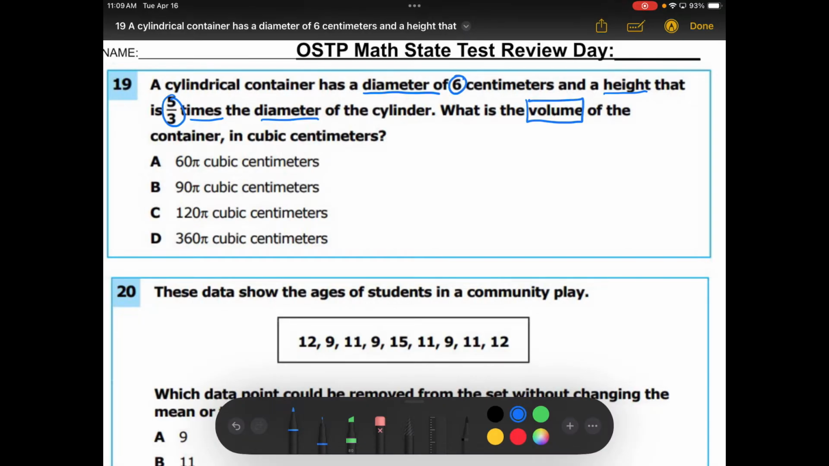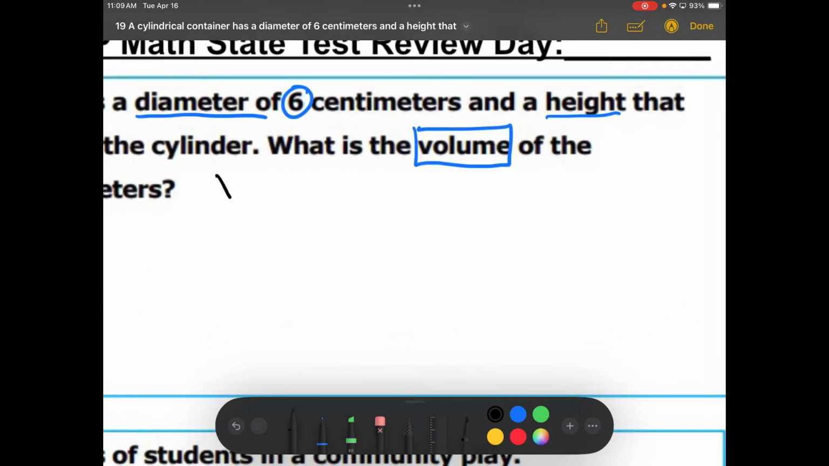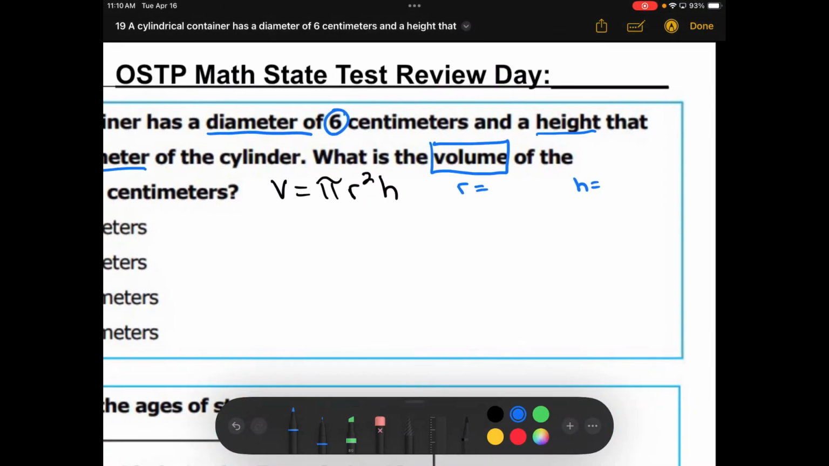What is the volume formula of a cylinder? Very good. V equals pi r squared times what? Height. V equals pi r squared times height. The two things we need in order to use this formula is we need r, which is what? The radius. And we need h, which is the height. So let's start with the radius.